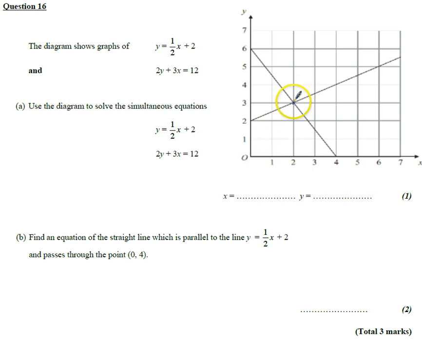Well, the solution is just here where they cross. So we can read off that the x coordinate of that point is 2, and the y coordinate is 3. So the solution is 2, 3.